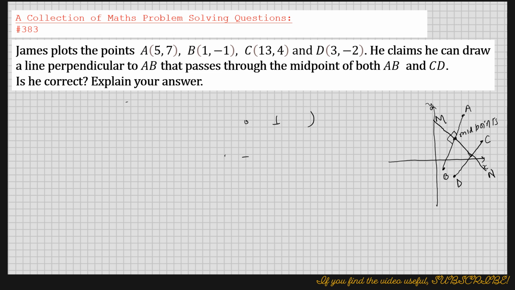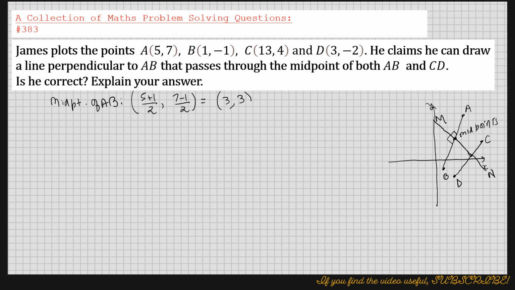So to find the midpoint, we use the formula. The midpoint of AB is given by (x1 plus x2) divided by 2, comma, (y1 plus y2) divided by 2. So it would be 5 plus 1 out of 2, comma, 7 minus 1 out of 2, and that would give us 6 out of 2 is 3, 7 minus 1 is 6, out of 2 is also 3.